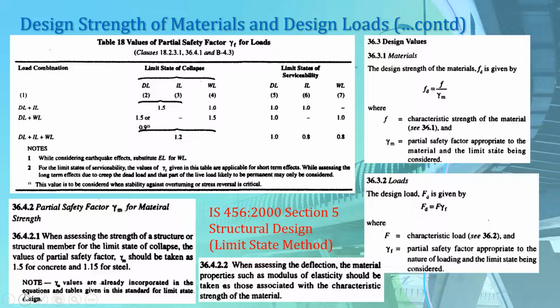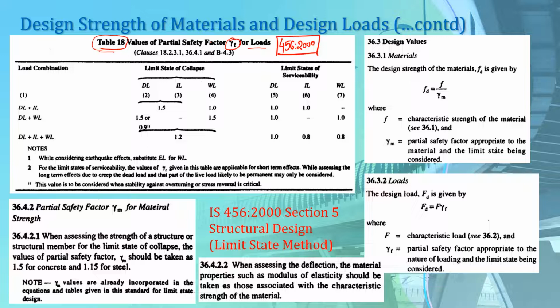So the values of this partial safety factor are given in table 18 of IS code 456. Remember, this is the code of practice that we will be using for this lecture series. So IS code 456, table 18, gives the values of various partial safety factors for loads, gamma F.